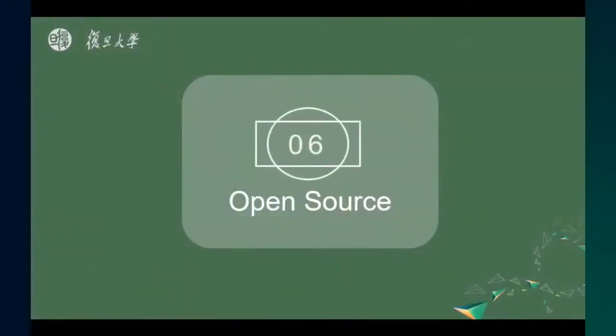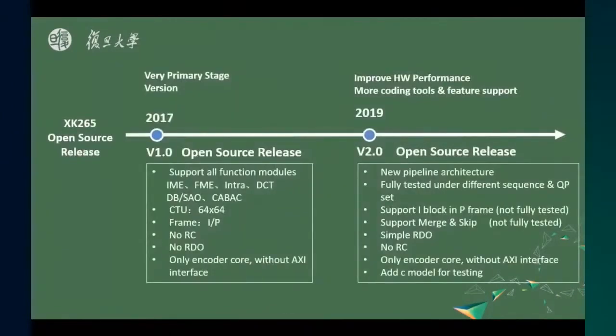Okay. The last part is our open source plan. For our IP cores, we first released our first version in 2017. This version is at a very primary stage. We just implemented our algorithms into hardware.